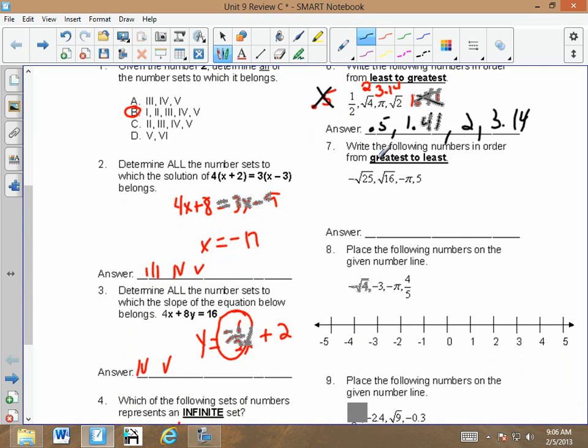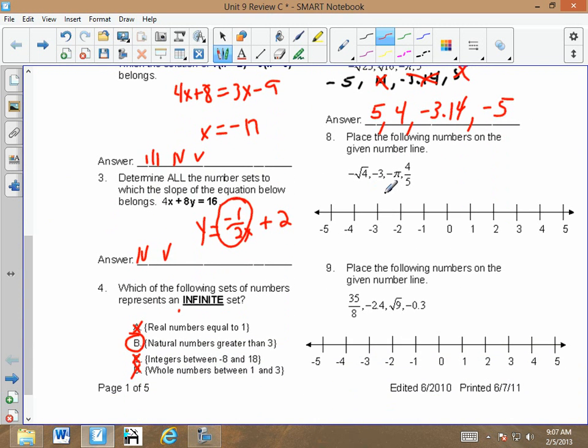Now we're going to go from greatest to smallest. So, in my calculator, I go minus square root of 25. That's going to be negative 5. So this becomes negative 5. The square root of 16 is 4. And then I have negative 3.14, and then I have 5. So from biggest to smallest, the biggest one here is 5. Cross it out. Then I have 4. Cross it out. Then I have negative 3.14. Then I have negative 5.